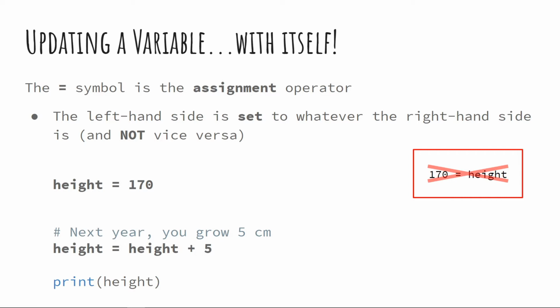So in this case, we have height equals 170. So that is setting the variable height to have the value 170. The next line that we have there is height equals height plus 5. So what that means is that we want the value of height to be set to whatever the current value of height is plus 5. So in this case, that should print out 175.